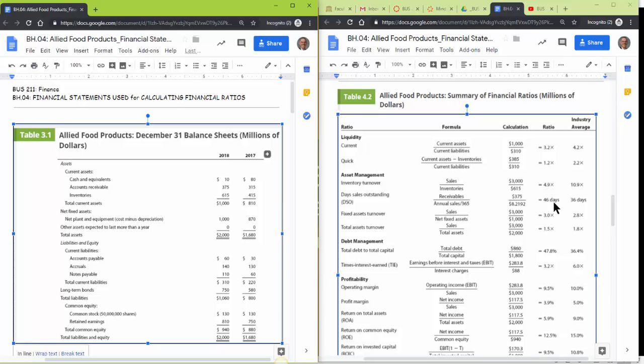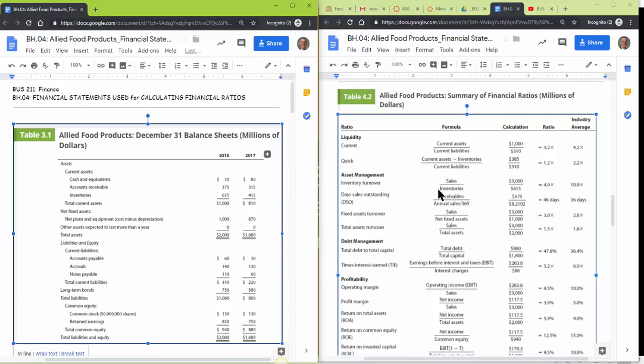If Allied Food Products has collection terms of net due in 30 days, it's about half a month late in collecting its accounts receivable. And this is borne out by comparing Allied Food Products days sales outstanding to its industry average. The industry average collects its sales in 36 days. It takes 10 days longer for Allied Food Products to do the same.